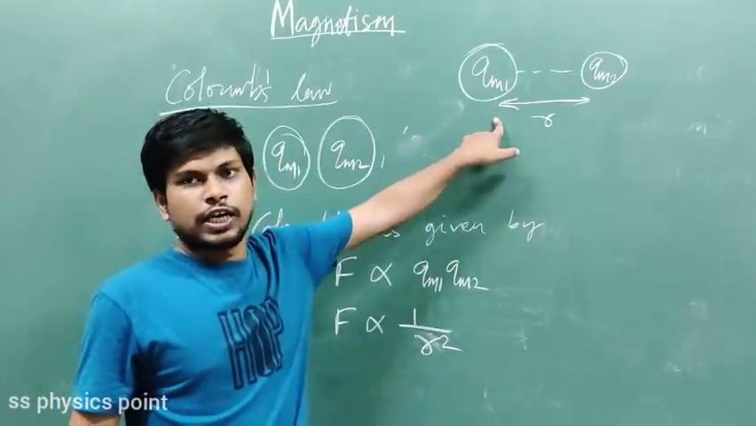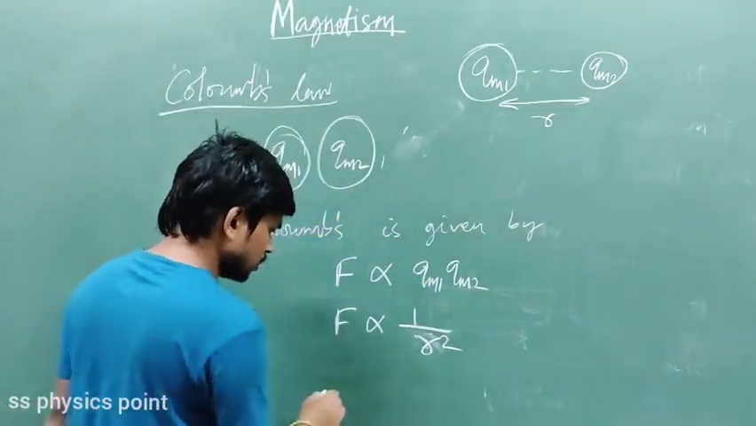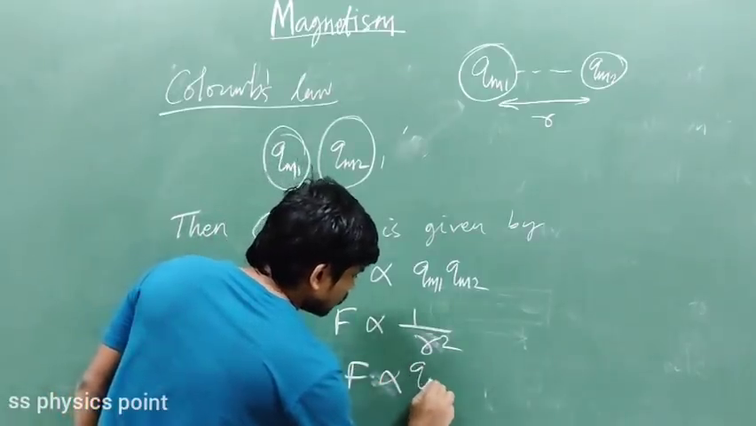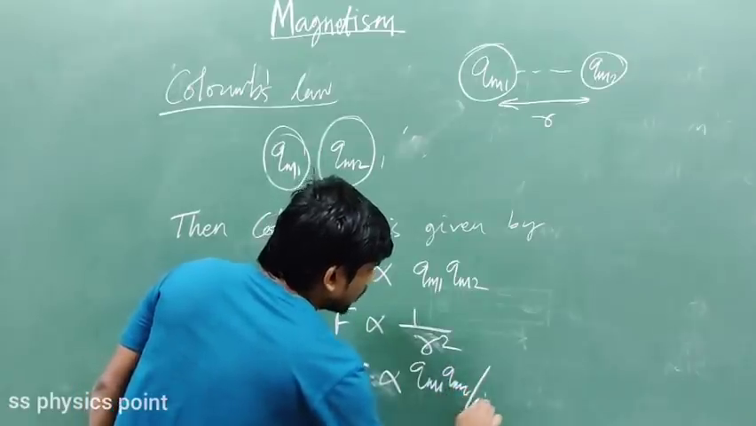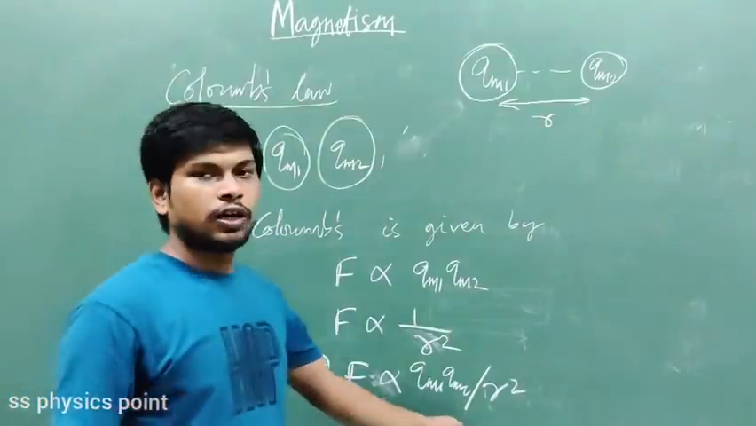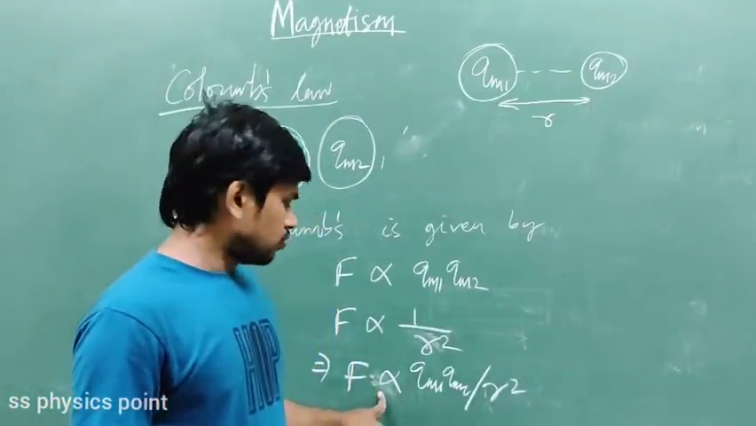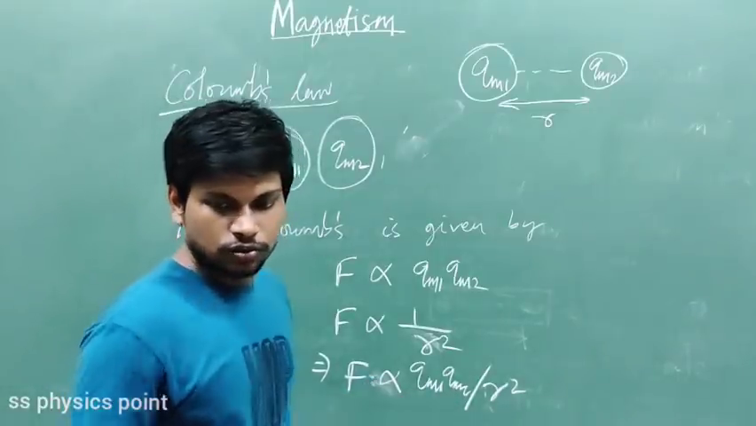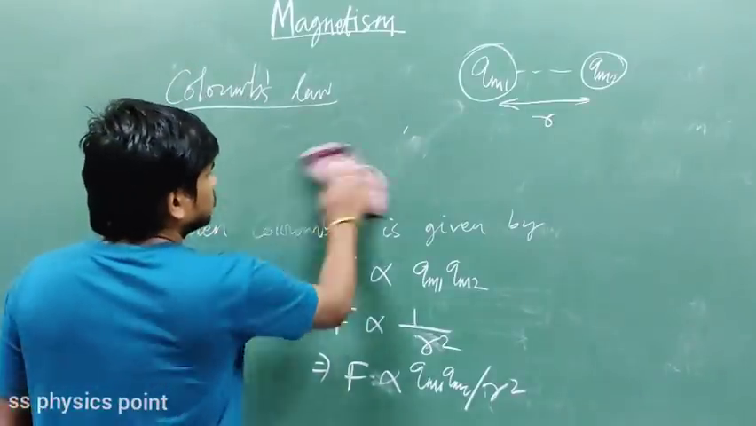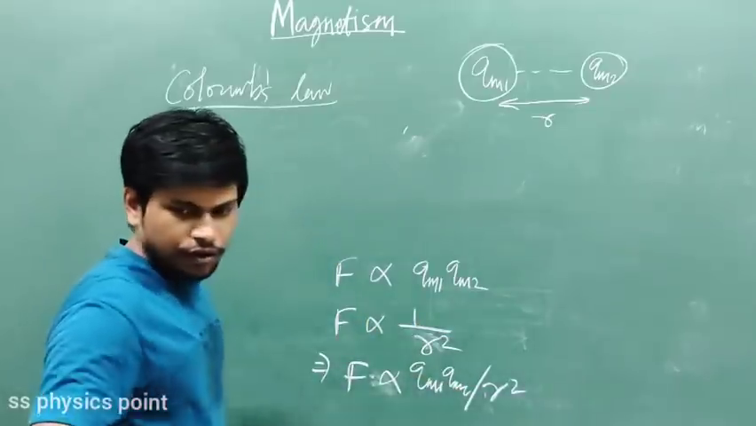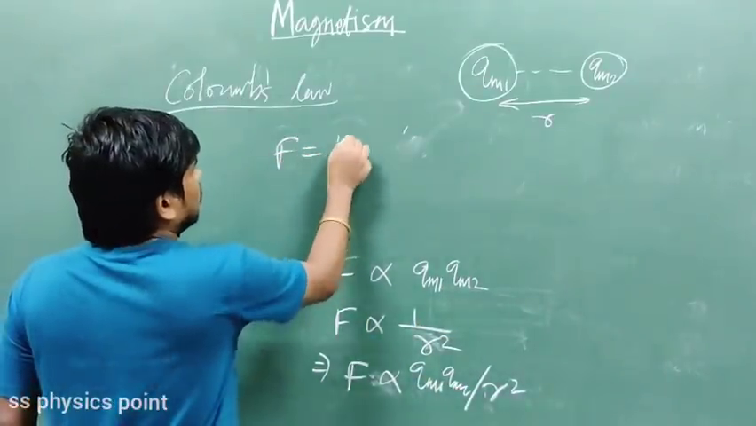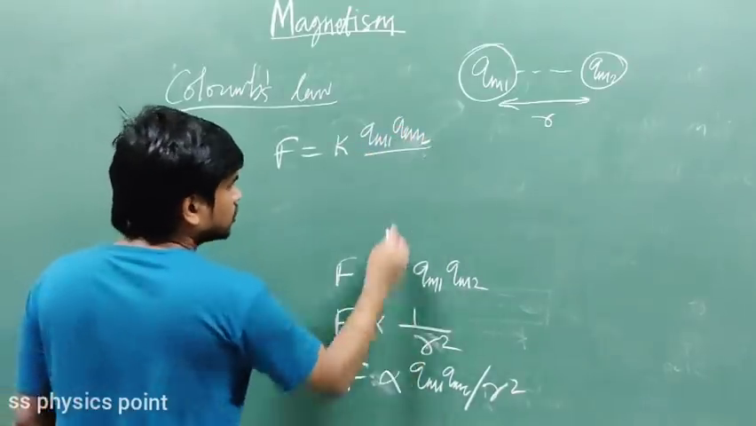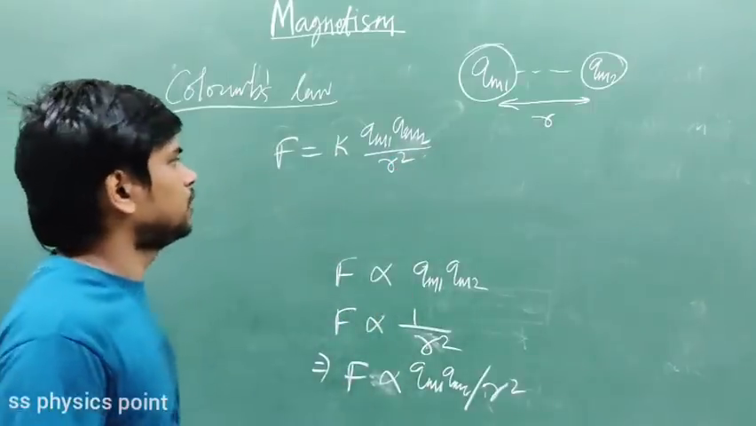Just draw this figure also inside. So combining these two, what can you write? F is proportional to QM1 QM2 by R square. To omit the proportionality, we write a proportionality constant. So you can write F equals K QM1 QM2 by R square.